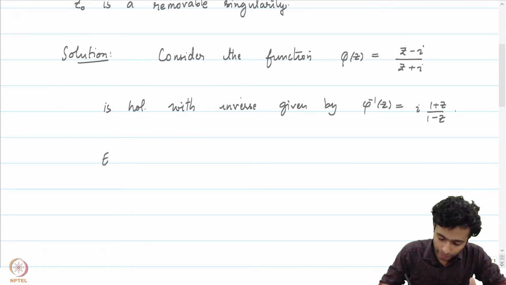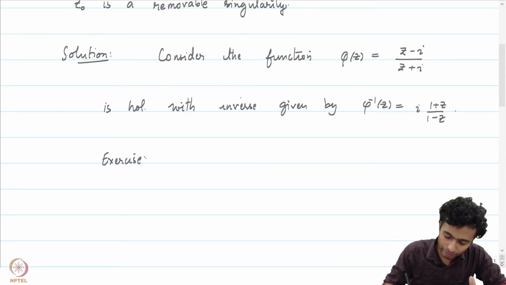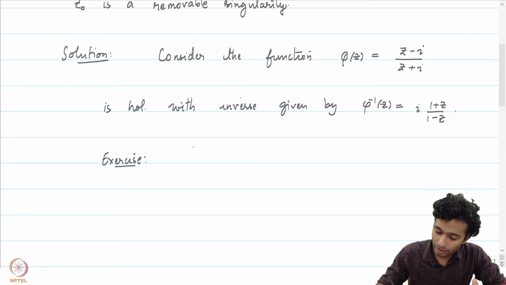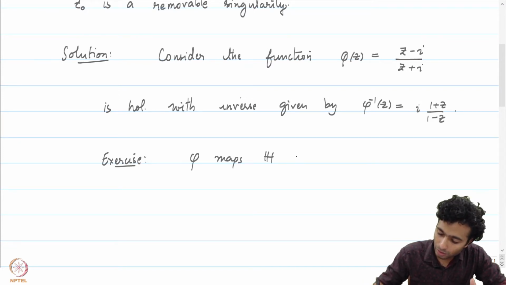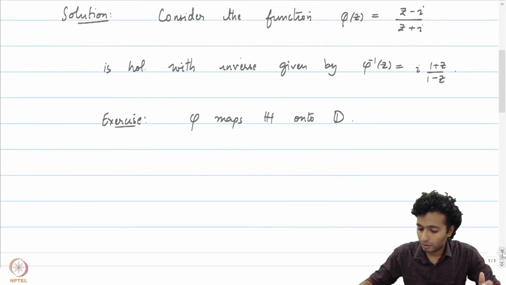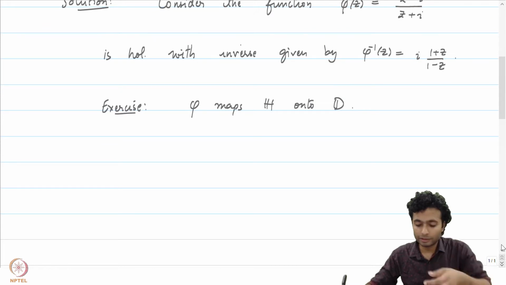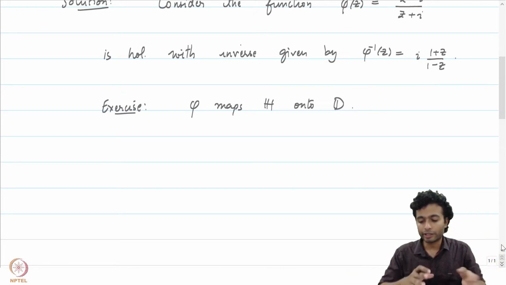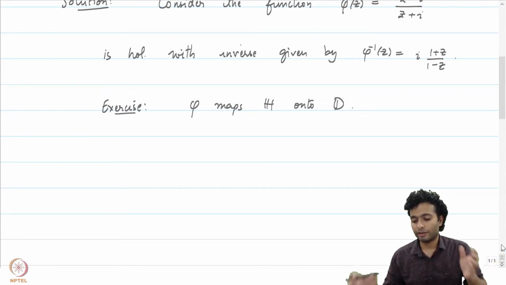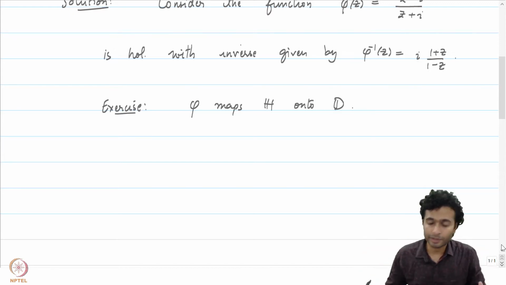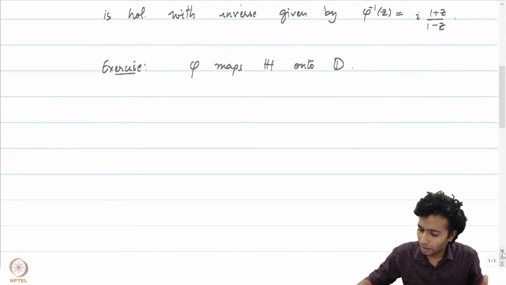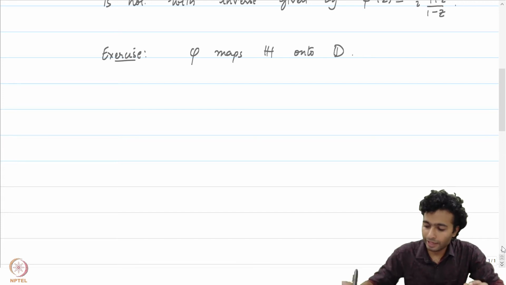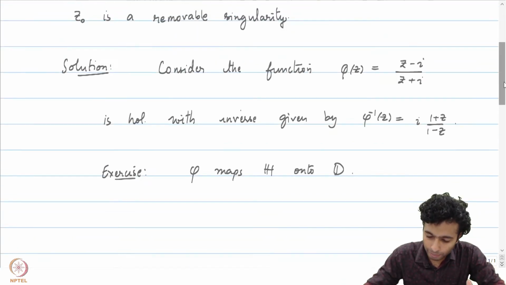An exercise for you to sit down and check would be that phi maps the upper half space onto the unit disk. So the easier way to check this exercise would be that phi indeed maps H into the unit disk and that it maps D into the upper half space. Right, so once we have this, let's now get back to our problem.